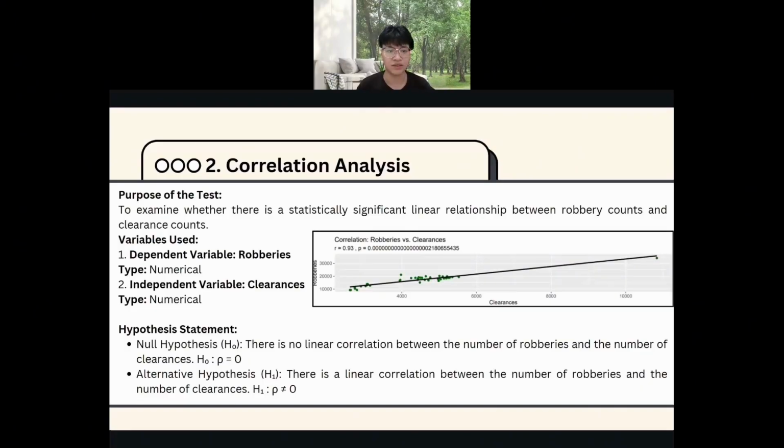The null hypothesis states that there is no linear correlation between the number of robberies and the number of clearances, while the alternative hypothesis states that there is a linear correlation between the number of robberies and the number of clearances. So this picture is the result of our R programming for this correlation analysis.